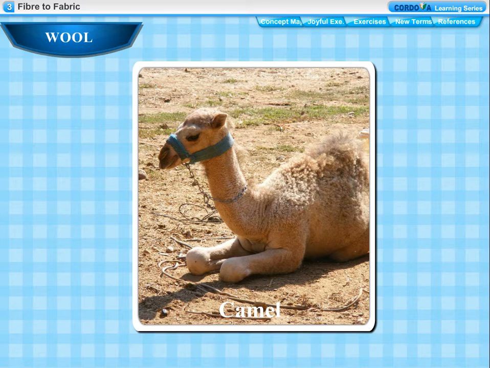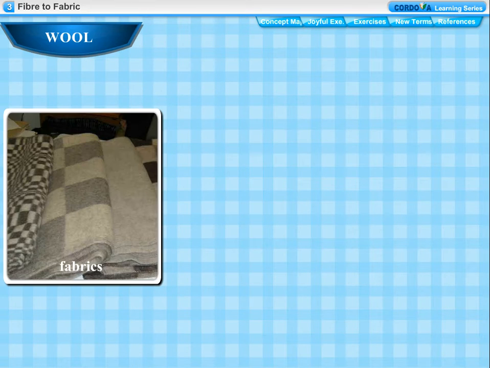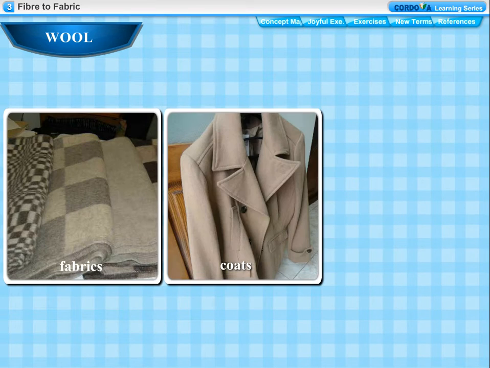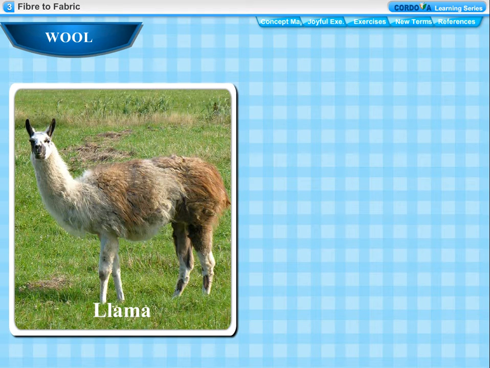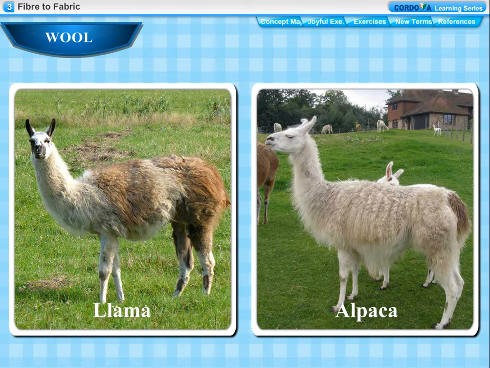Camel. The fur, hair, removed from the body of camels is also used as wool. The camel wool is extremely soft and fine and is used to make fabrics, coats, and sweaters. Llama and alpaca. Llama and alpaca, found in South America, also yield wool.